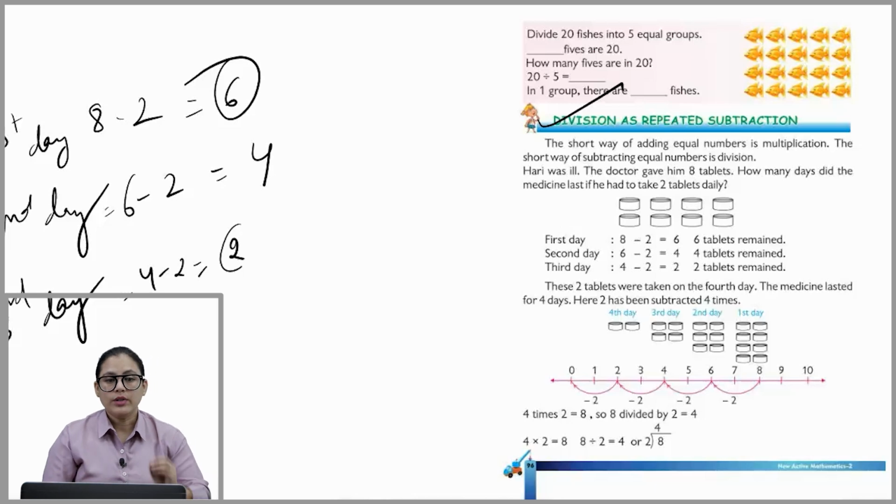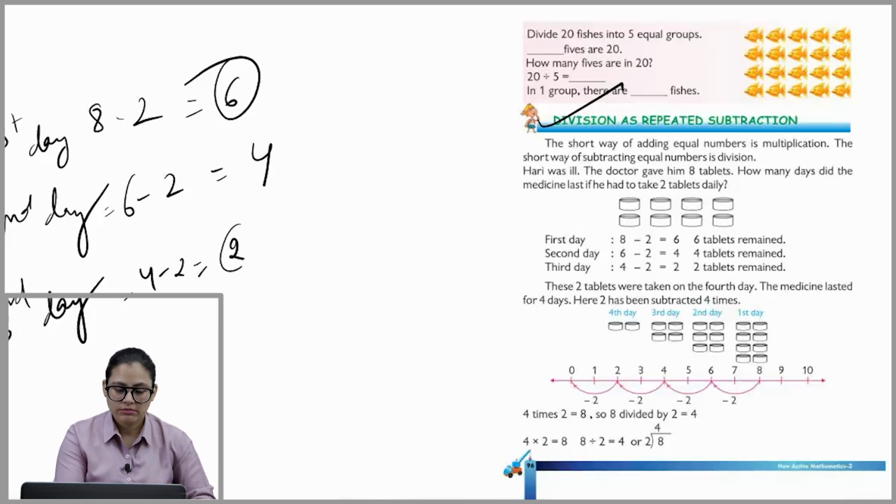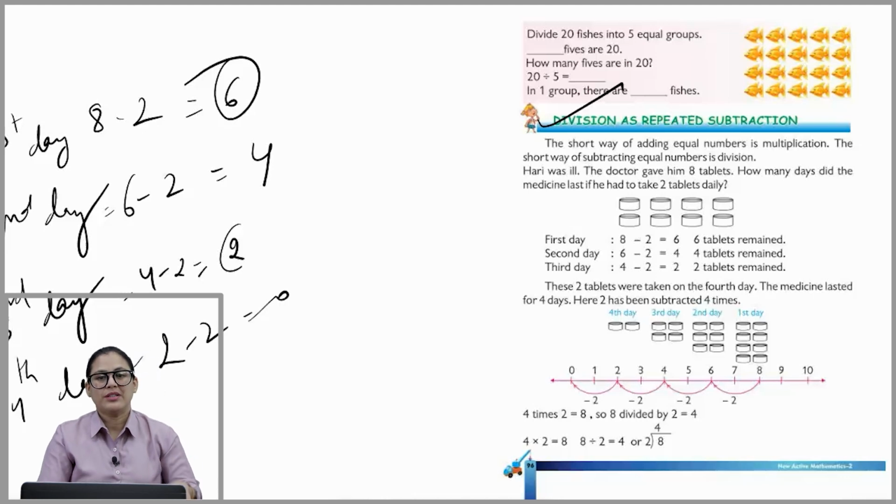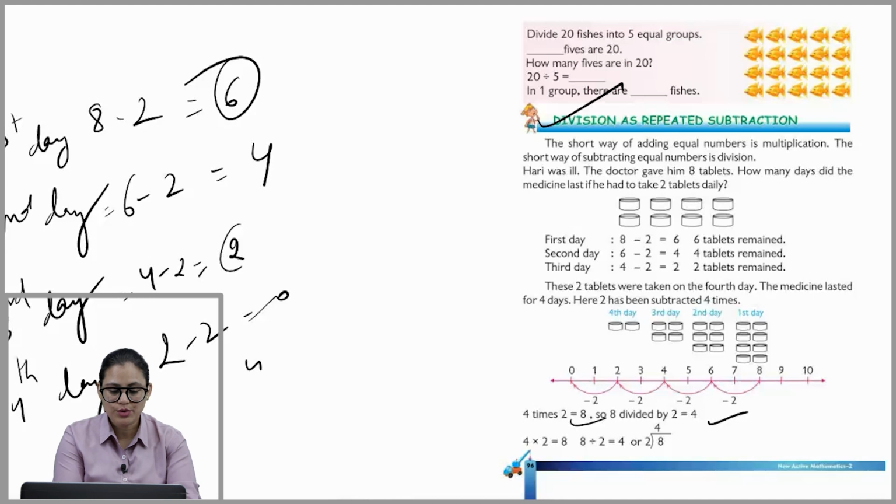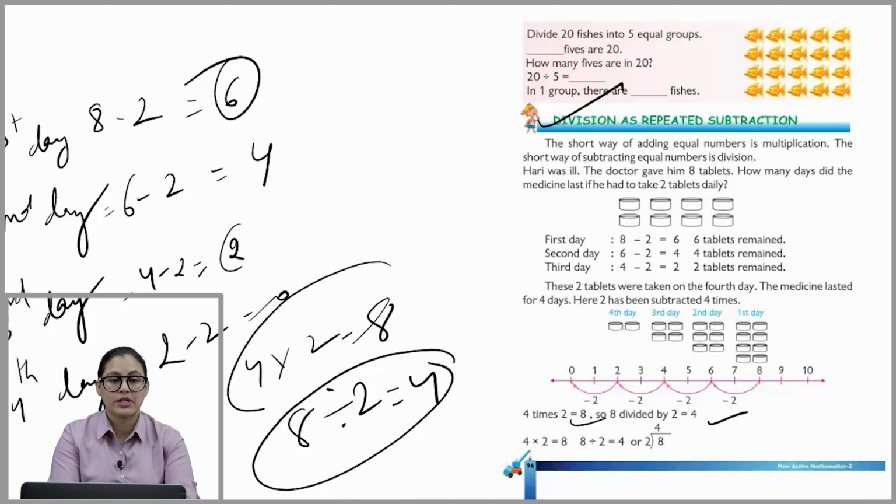Now, these 2 tablets were taken on the 4th day. How? 2 minus 2 is equal to 0. So, the medicine lasted for how many days? 4 days. Here, 2 has been subtracted how many times? 4 times. 4 times 2 is equal to 8. So, 8 divided by 2 is equal to 4, or you can write 4 times 2 is equal to 8, or you can also write 8 divided by 2 is equal to 4. This is the division fact, this is the multiplication fact.